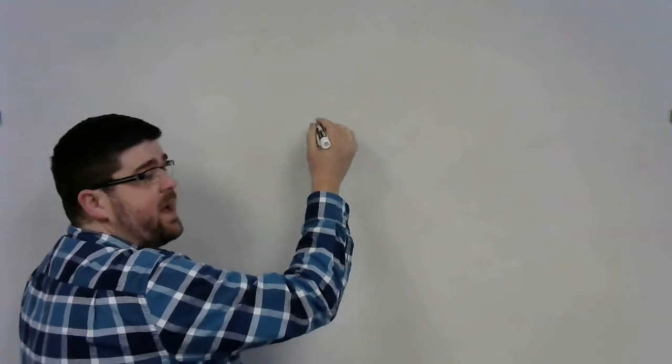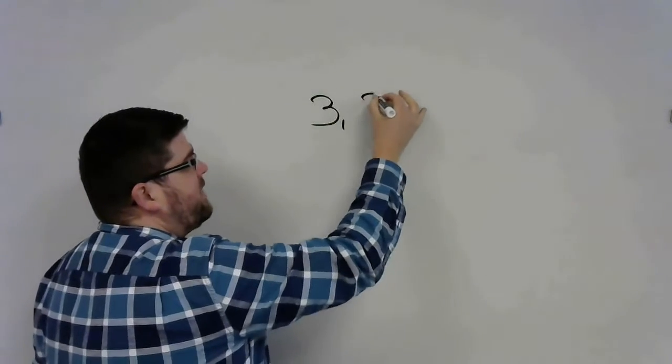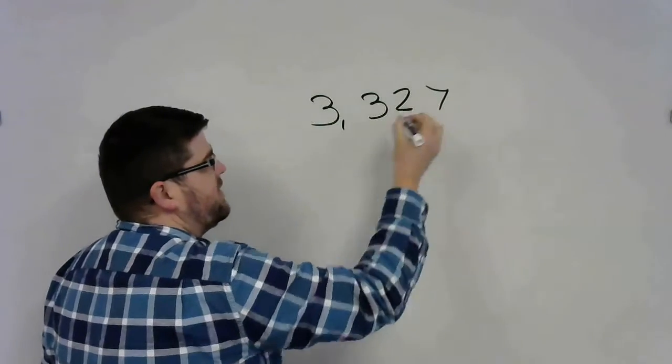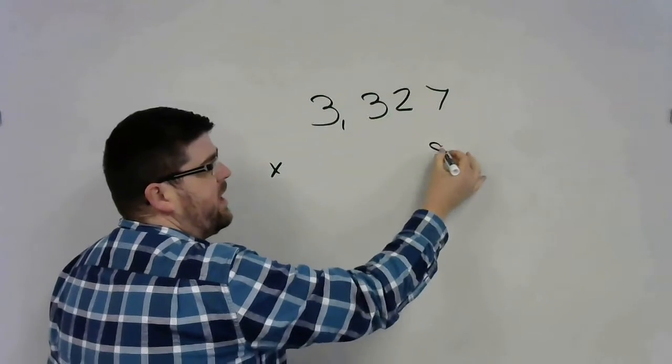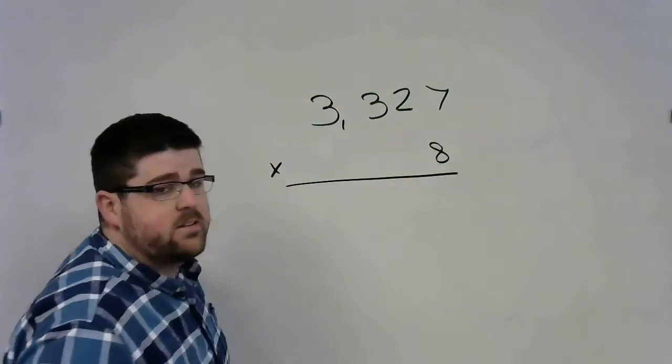So today, your task in Math Space is multiplying a 4-digit number by a 1-digit number. I just want to work you through a few examples of what that could look like. Let's say, for example, we had the number 3,327, and we needed to multiply that by 8.